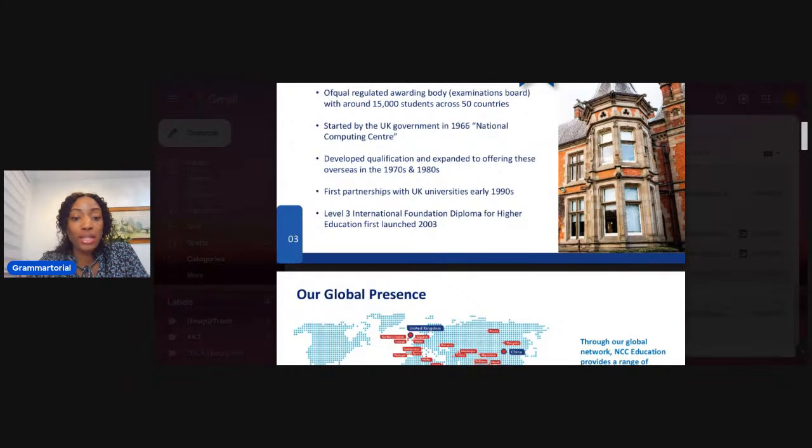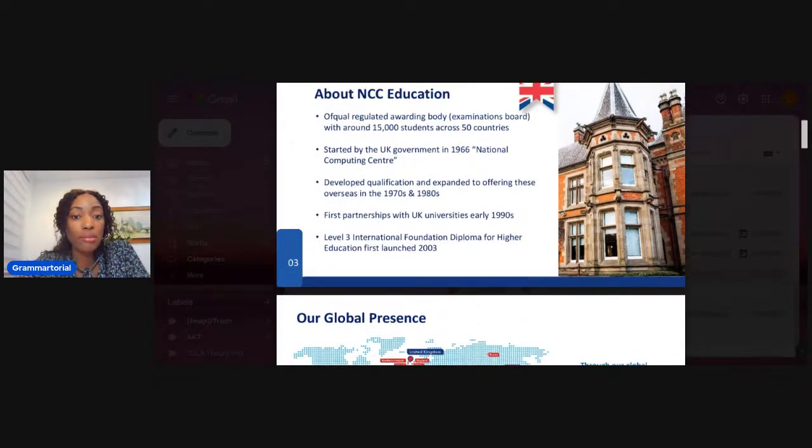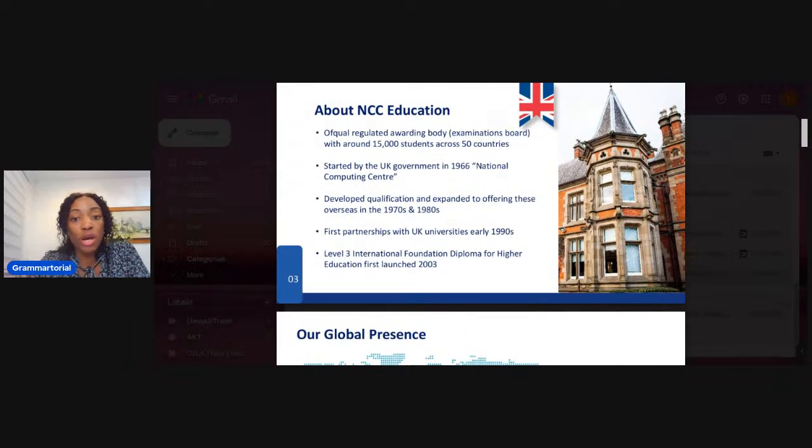They also partner with UK universities. So what that means is that if you do one of their qualifications abroad or overseas, you will get guaranteed entry into a UK university or any other partner university if you successfully complete their program. This is the awarding body for the IFD. The IFD is not a course that Grammatorial Education wrote ourselves. We didn't write this course. We are just delivering the course in partnership with NCC Education.